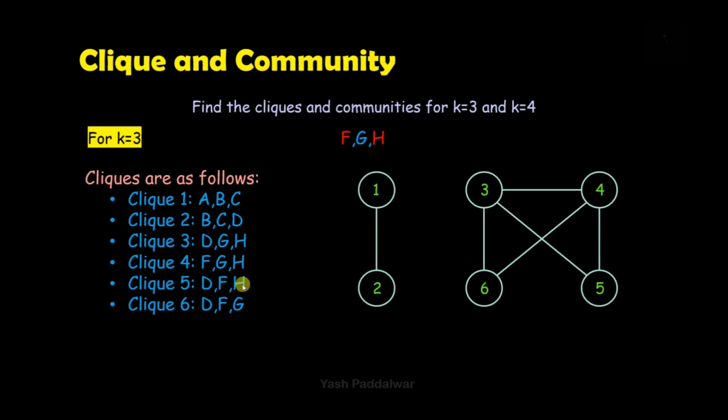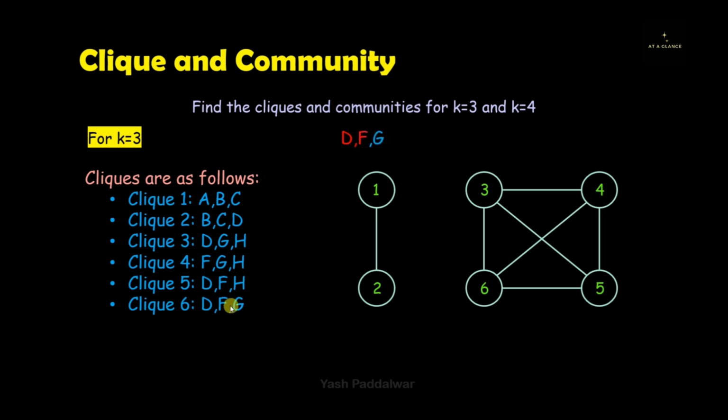Now let's move to clique 5. The nodes are DFH. Let's check for the pair DF. DF is present in clique 6 if you carefully observe. So there is a connection between cliques 5 and 6. So let's make the connection between 5 and 6. Now you can see the next pair is F and H. We are already done with the pair F and H. If you remember, it was between clique 4 and 5. Next pair is D and H. We are already done with D and H also.